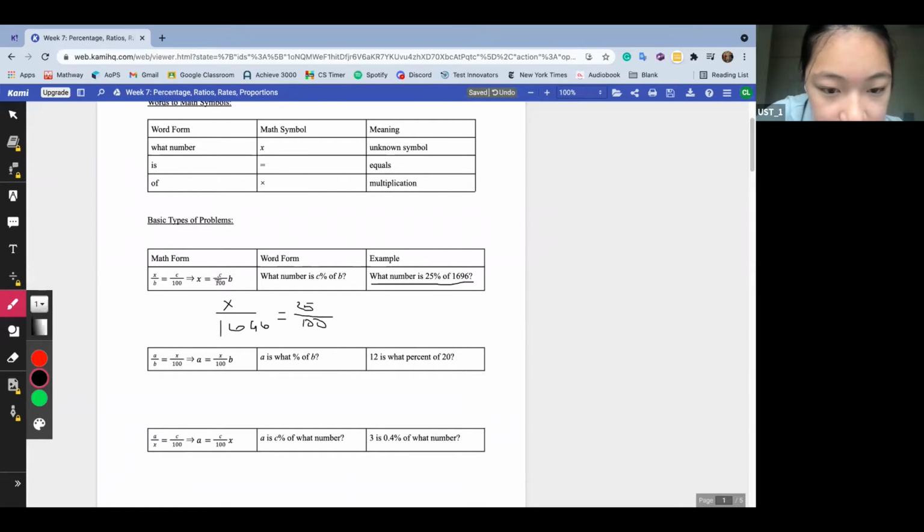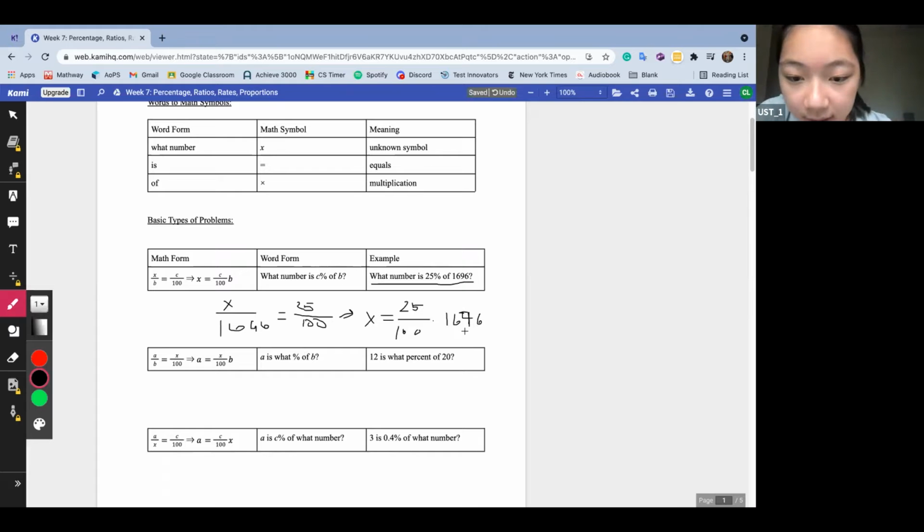And then this also shows that this can also be translated into, we're solving for X, which is 25 over 100 times 1696. And if you calculate that, you'll get that X equals 424.